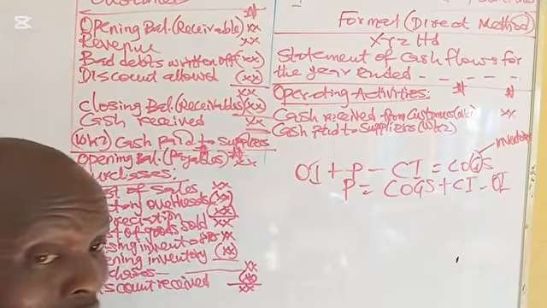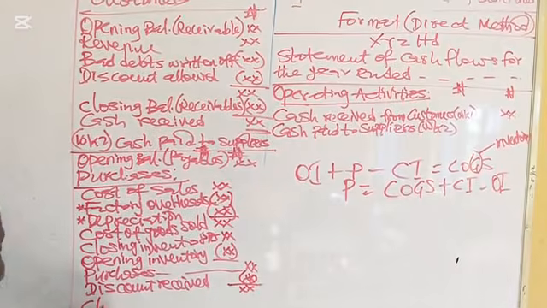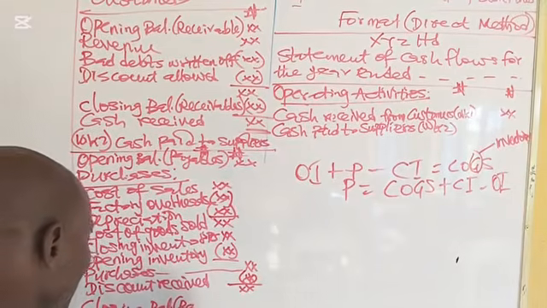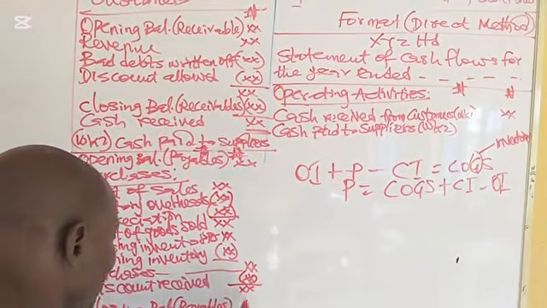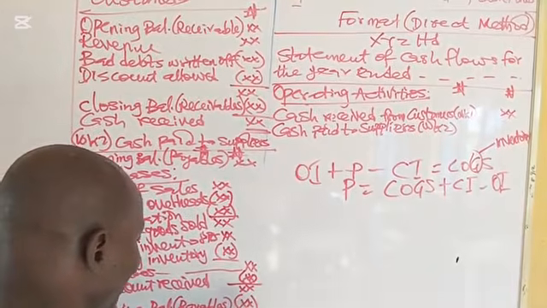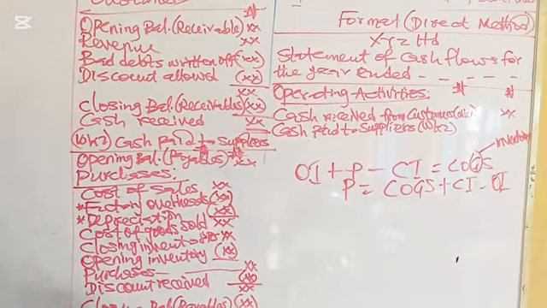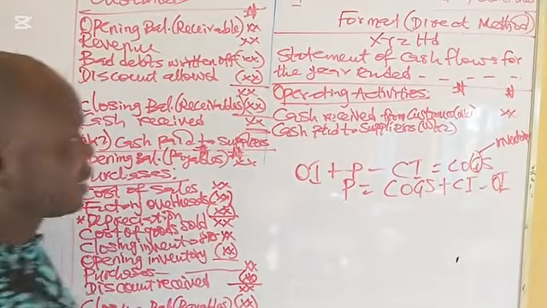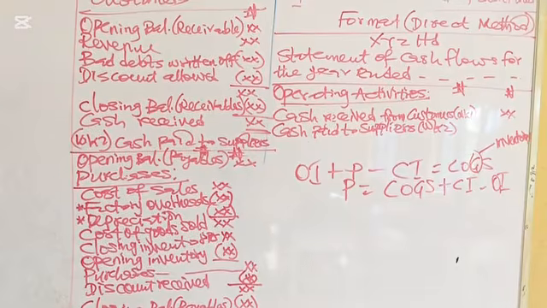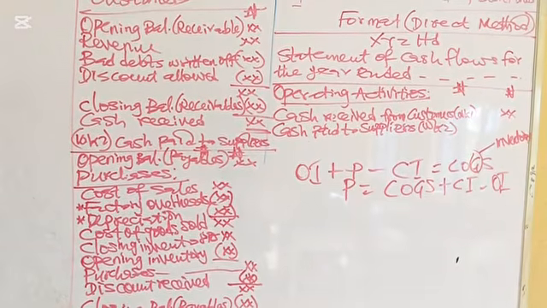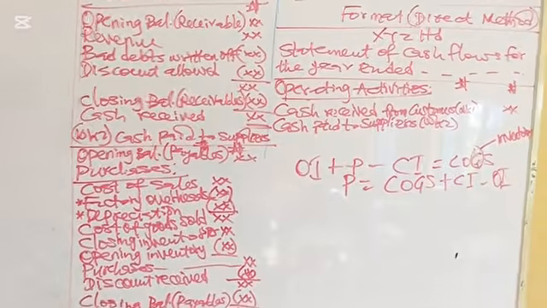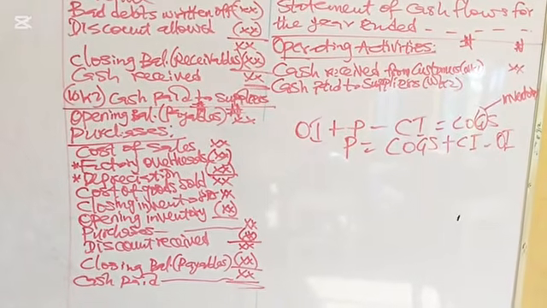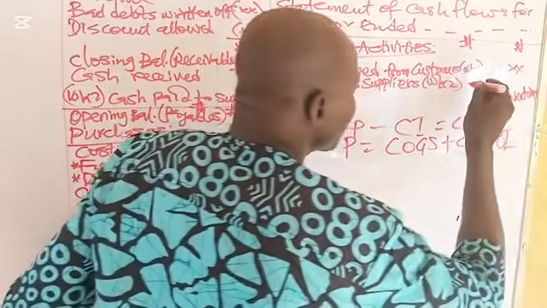So you have this. You now compare that with the closing balance. Closing balance, that is payables. After this, you get cash paid to suppliers. That will give you cash paid to suppliers. Please take note of this.